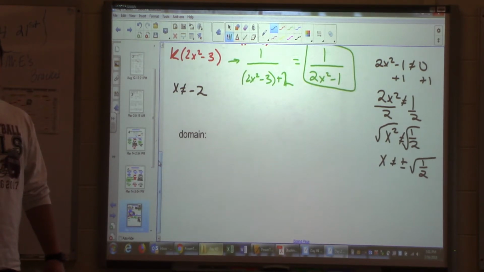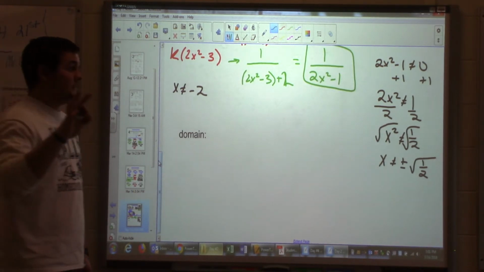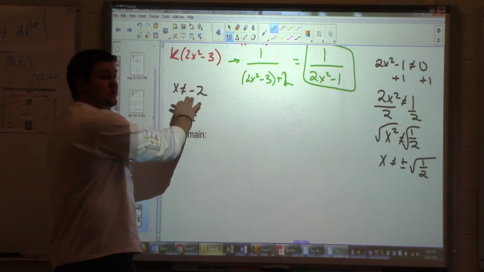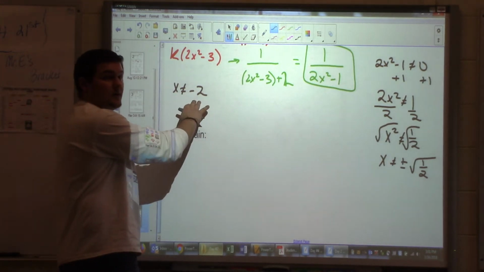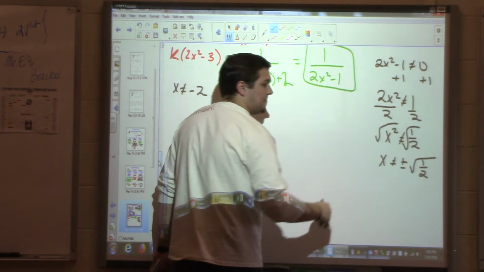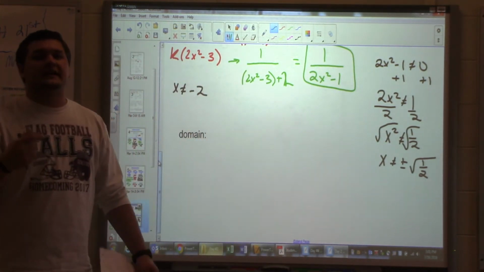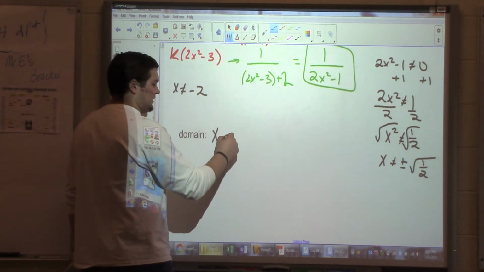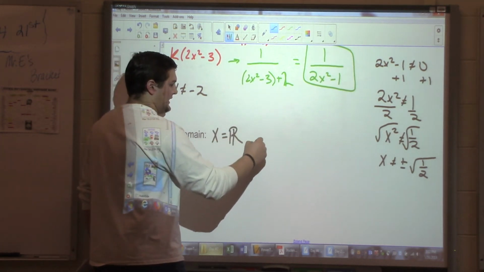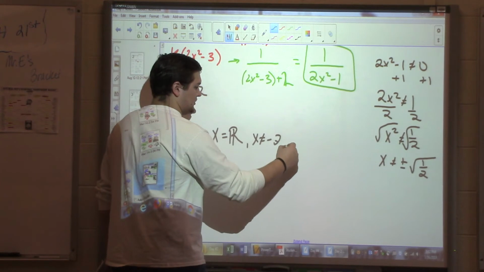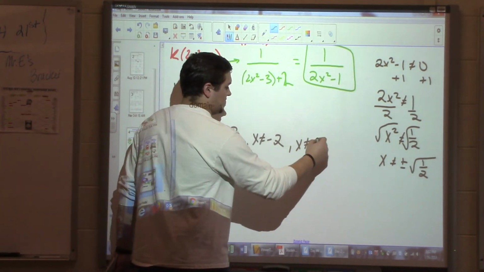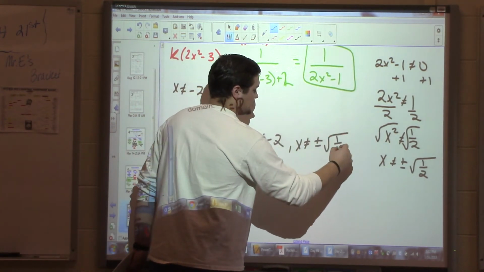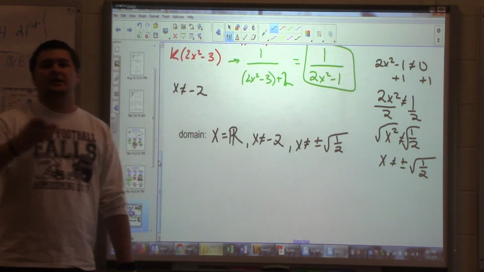So I have how many restrictions now? 3 technically. Where did the other two come from? I have x equals -2. X cannot equal positive square root of 1/2, and x cannot equal negative square root of 1/2. So when I go to write my domain, I'm going to have x's in the real number set. X cannot equal negative 2. X cannot equal positive negative square root of 1/2. If you want to write them out separately, that's fine as well.